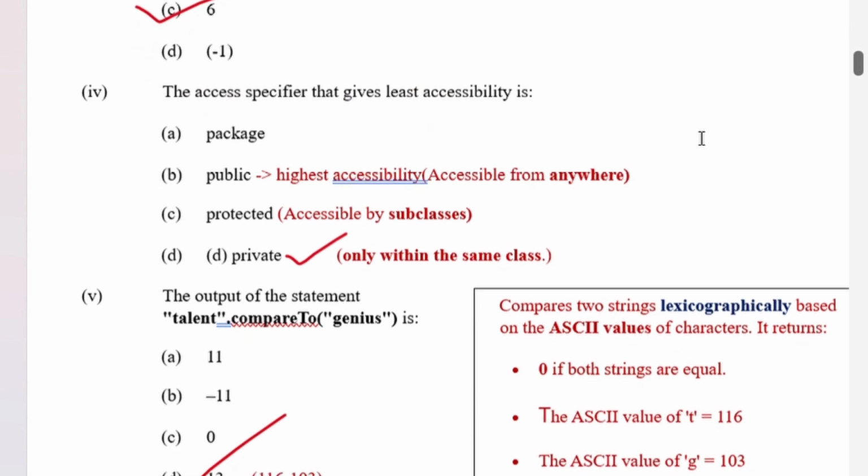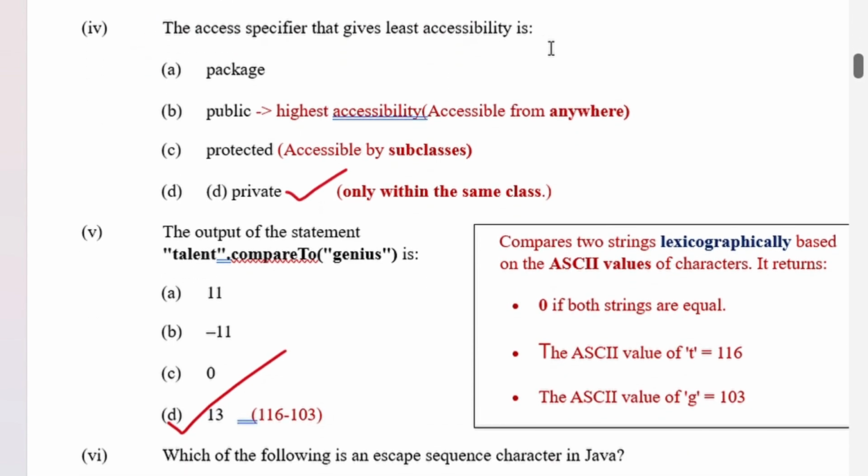The access specifier that gives the least accessibility: public is the highest accessibility and private is the least accessibility. Public, protected, private. Private is the least accessibility, public is the highest accessibility and protected is accessible by subclass only.